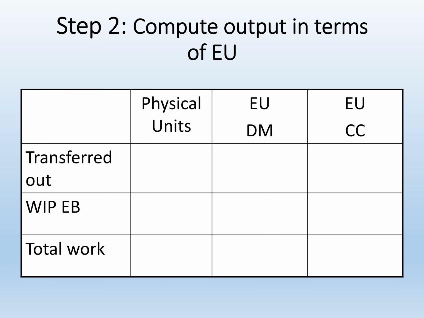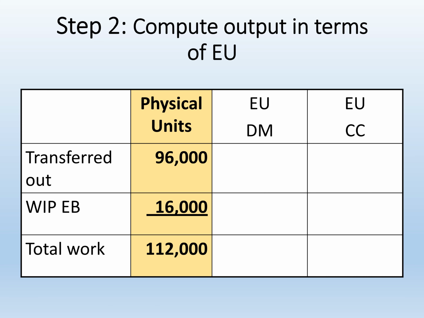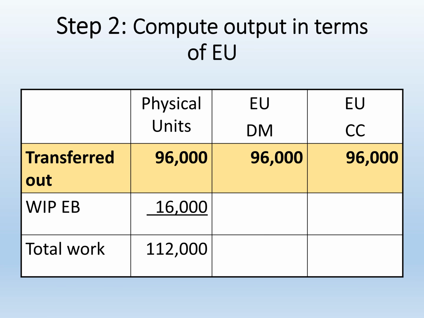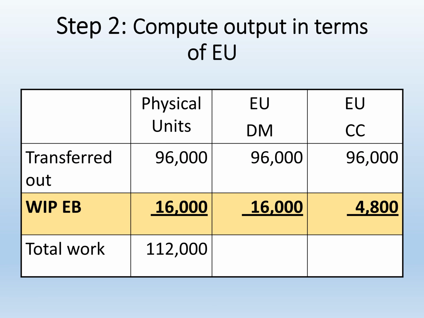Based on that analysis, we can determine how many equivalent units we had during the period for direct materials and for conversion costs. We know how many physical units the firm had that were transferred out and that remained in the work in process ending inventory. And we just figured out that the units that were completed and transferred out were 100% complete for materials and conversion costs. The work in process ending balance was 100% complete for materials, but it was only 30% complete for conversion.